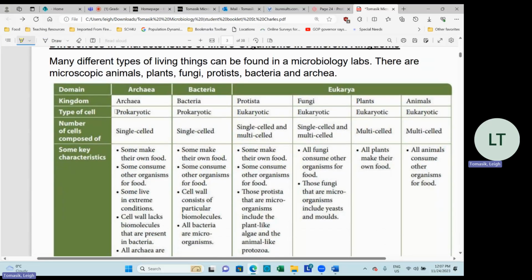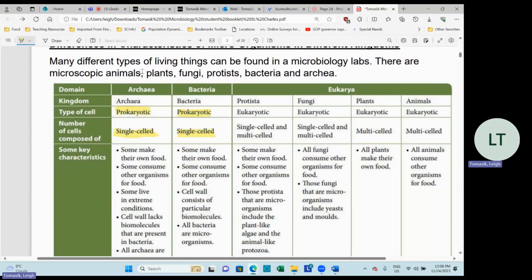So archaea and bacteria are both prokaryotes. So if you see a cell that doesn't have a nucleus, it probably is an archaea or a bacteria. All archaea and bacteria are single-celled organisms, right? Collectively, sometimes we refer to both archaea and bacteria as bacteria. Sometimes we call archaea archaebacteria.